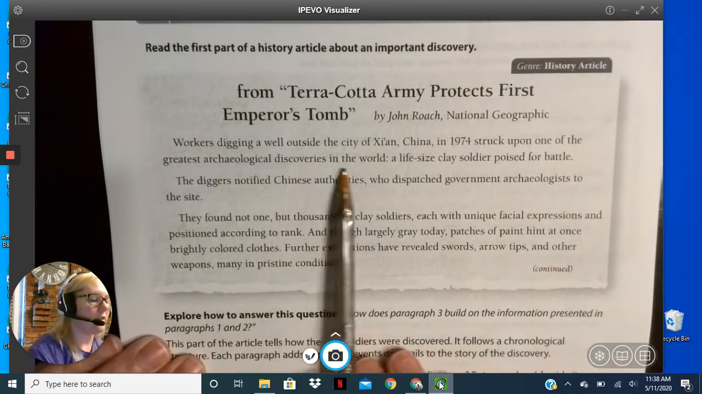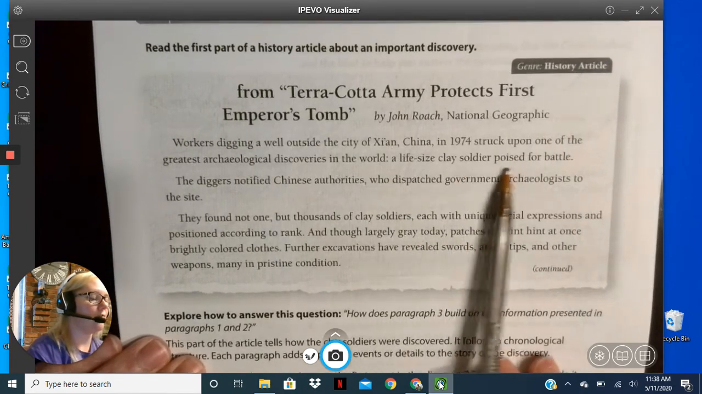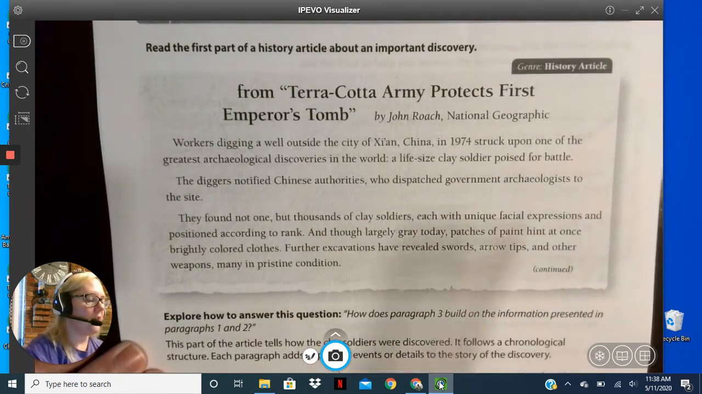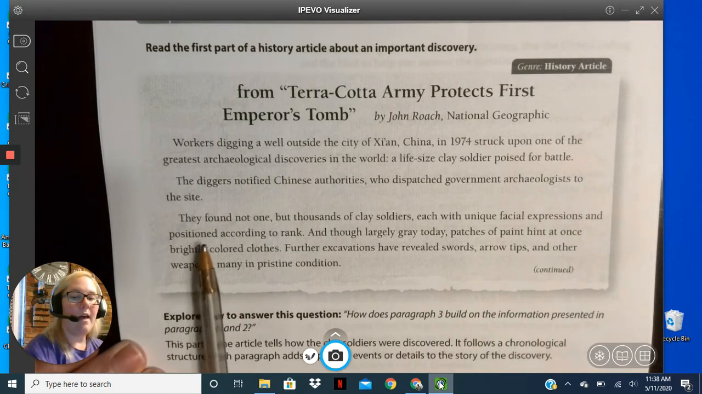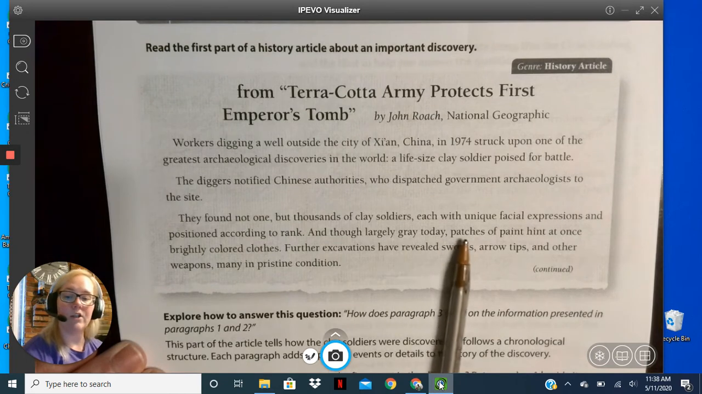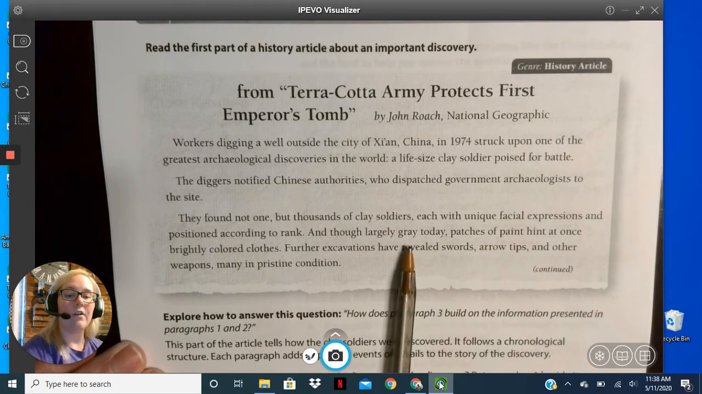greatest archaeological discoveries in the world, a life-size clay soldier poised for battle. The diggers notified Chinese authorities, who dispatched government archaeologists to the site. They found not one but thousands of clay soldiers, each with unique facial expressions and position according to rank. Although largely gray today, patches of paint hint at once brightly colored clothes. Further excavations have revealed swords, arrow tips, and other weapons, many in pristine condition.